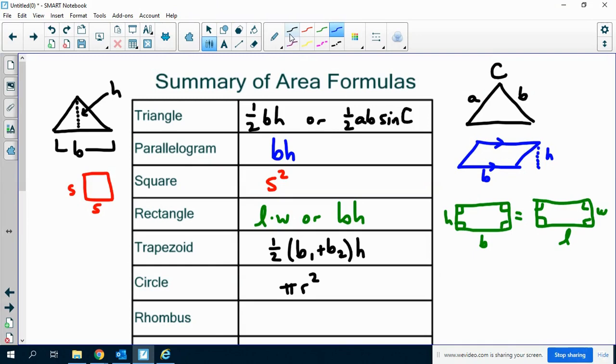The following video is on areas for trapezoids and circles. So here's kind of a summary of all the things that we've learned so far.